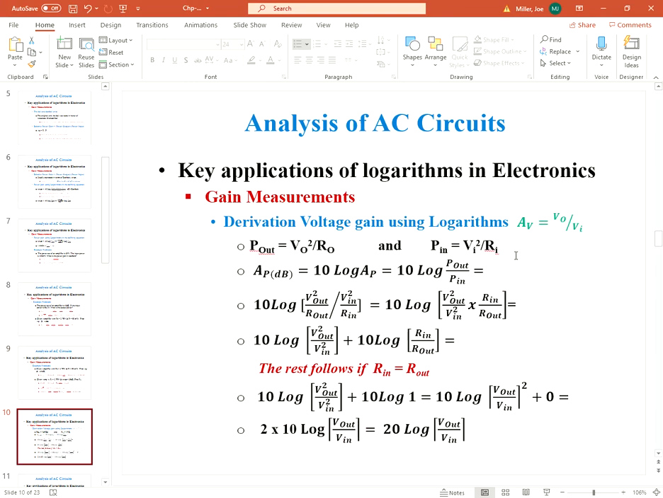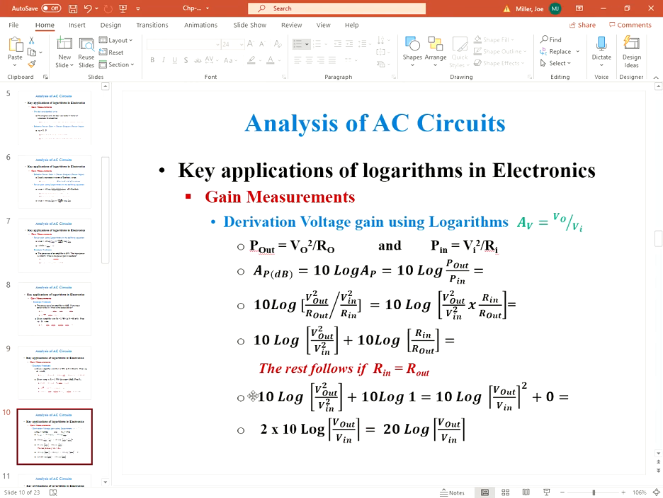And when we substitute these for power in and power out, we're left with 10 log of, the numerator is V out squared divided by R out, the denominator will be V in squared divided by R in. Now this can be rewritten as, you simplify this fraction, it becomes 10 log of V out squared divided by V in squared times R in divided by R out. And since we're dealing with the log of a product, this can be rewritten as 10 log V out squared divided by V in squared plus 10 log of R in divided by R out.